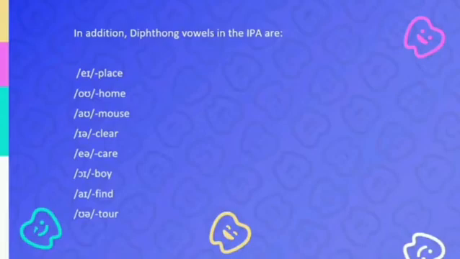In addition, the diphthong vowels in the IPA are: a in the word place, o in the word home, ow in the word mouse, ear in the word clear, a in the word care, oi in the word boy, I in the word fine, and o in the word tour.